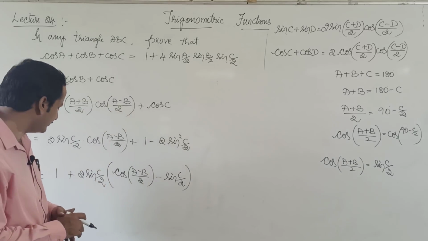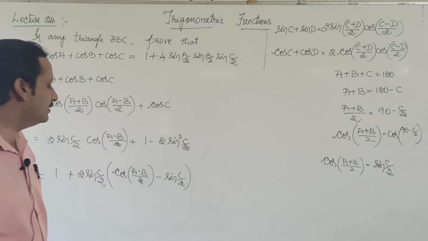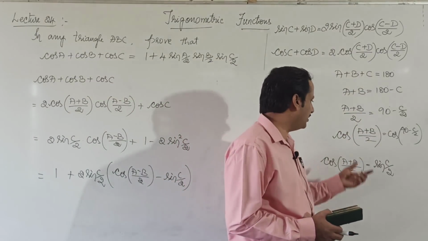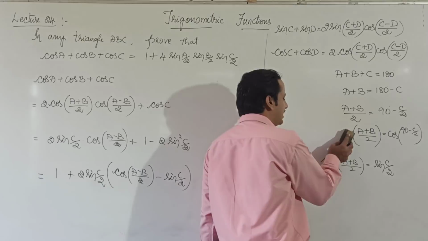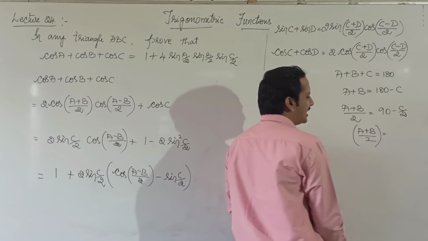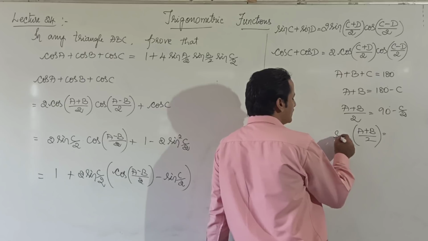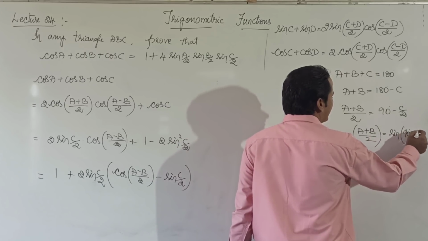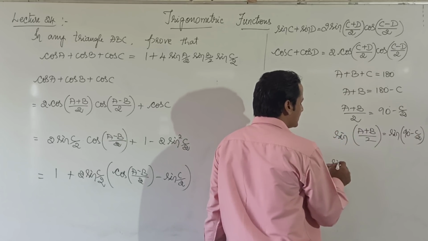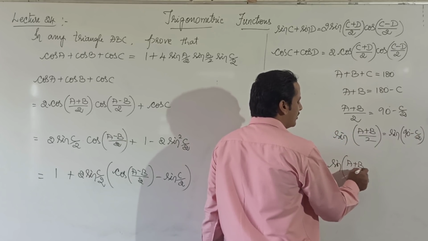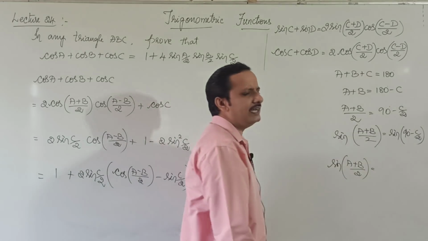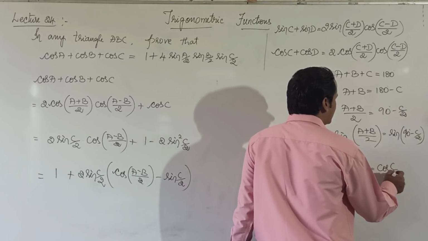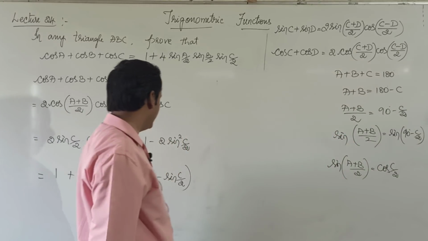Next, here A plus B by 2 we got 90 minus C by 2. I have taken cos here. Instead of cos, if I take sin, what happens? Let us see. If I take sin on both sides, then sin A plus B by 2 is equal to sin 90 minus C by 2. That is sin 90 minus theta. What is sin 90 minus theta? Cos theta, right? So this will become cos C by 2.